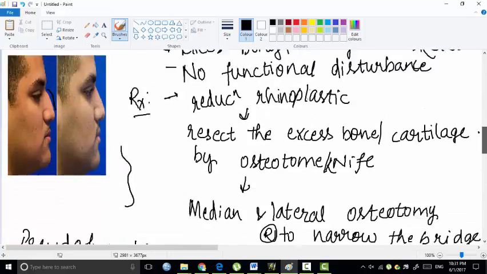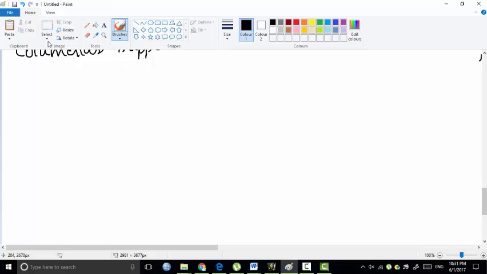So right now we have completed hump and pseudo hump. Now let us deal with saddle nose deformity.